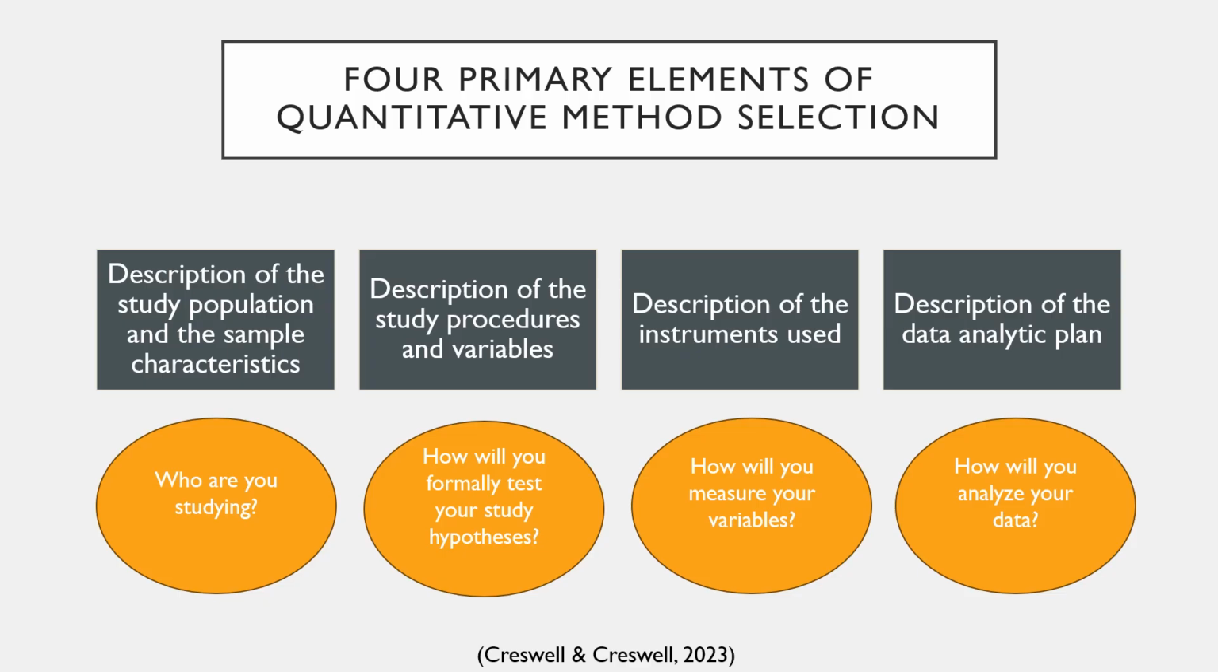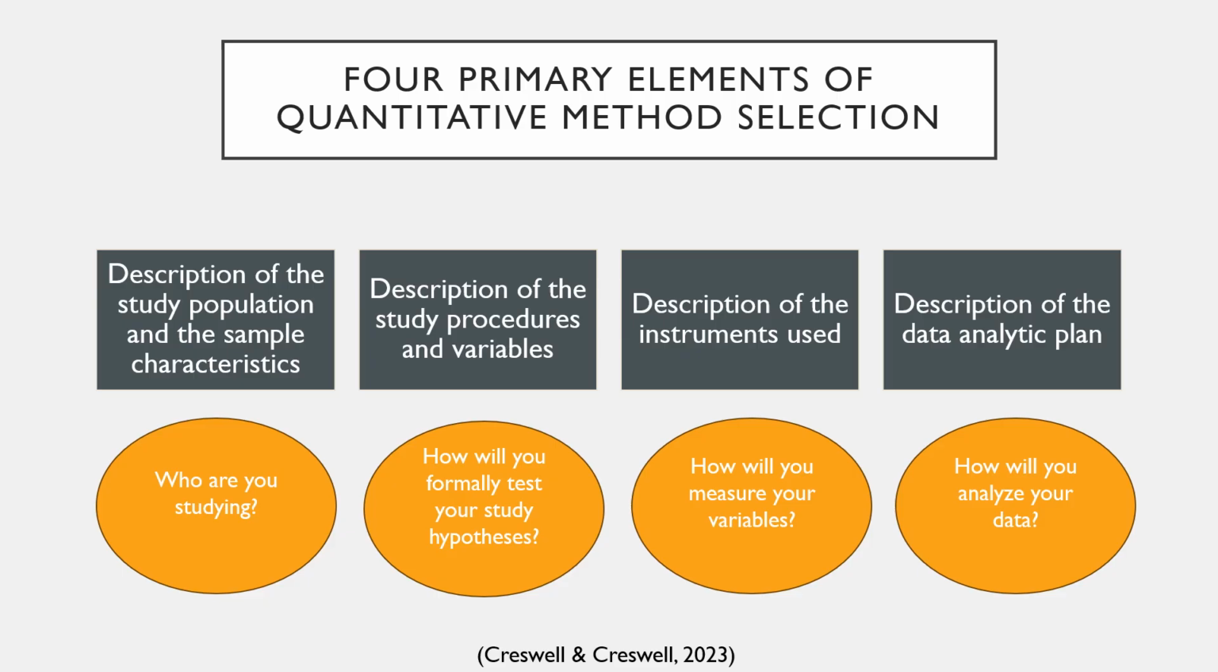The four primary elements of quantitative method selection are seen below. The first one is going to be the description of the study population and the sample characteristics. So you're asking the question, who are you studying? The study sample in this is going to be the entire population that you're making inferences about, whereas the study population is going to be the small sample size of the study who will participate in the intended research.